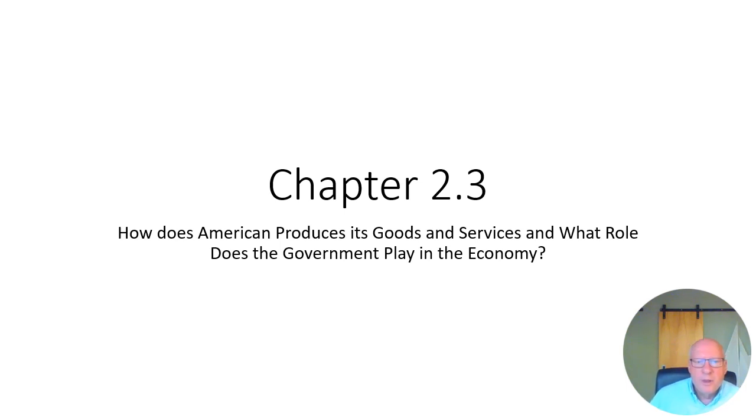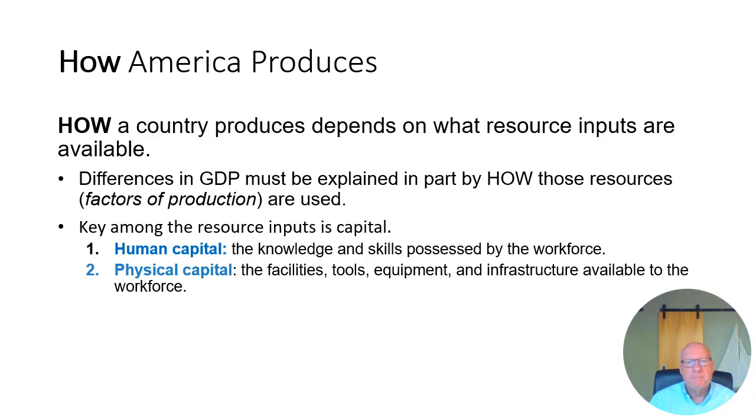Here in Chapter 2.3, we're going to be taking a look at how America produces its goods and services, and then what role the government plays in the economy. So, how a country produces depends on what resource inputs are available. So what does that mean?